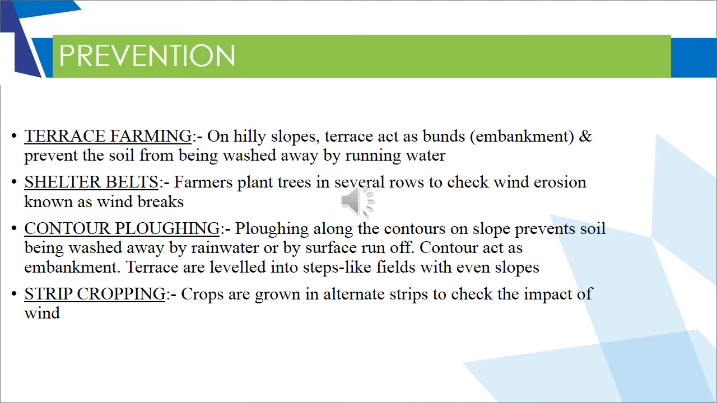The next one is contour plowing. Now plowing along the contours, these are naturally occurring contours. This prevents the soil from being washed away and it acts as an embankment. The last one here is strip cropping. In strip cropping, crops are grown on alternate strips. So one row of crops, then a patch of land is left, then you have another strip of crops. This is again basically done to reduce the impact of wind.